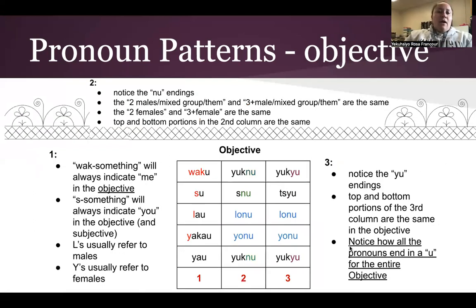Objective side, first column, a W-A-K, wak something, is always going to indicate me on the objective side. So we have wagu. S's usually reference you, S something. So it's zoo. L's usually reference males. Not the same as the subjective, but L's, that L pattern referencing males. Lao. Y's reference females.